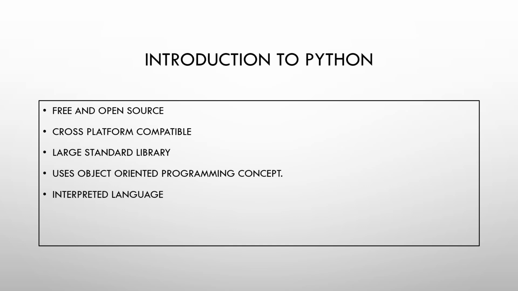Actually, Python was created by Guido van Rossum. He created Python in late 1980s. He named the new language he developed as Python after a TV show, Monty Python's Flying Circus. So actually Python is a free and open source language. So it means that you can download freely and use Python. Open source means the source code is free to use, modify and distribute.